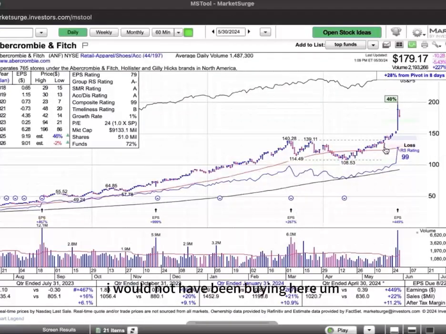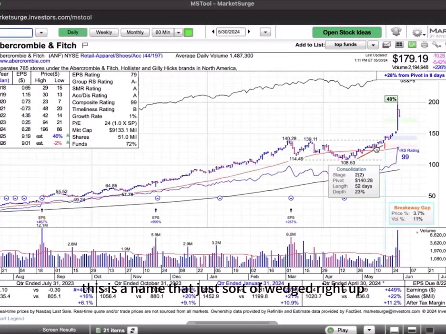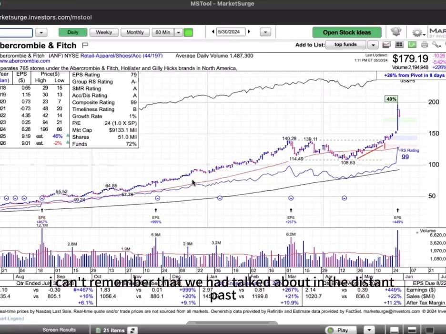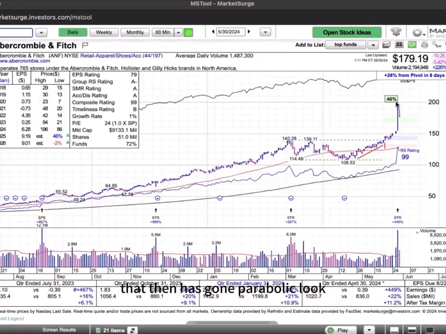Yeah, I would not have been buying here. I think we talked about this on Monday. This is a name that just sort of wedged right up. We might have talked about this last week. Look, we've talked about ANF being a monster, right? It's been really, really strong. There was an entry point over here that we had talked about in the distant past, but this is just a strong extended name that has then gone parabolic.